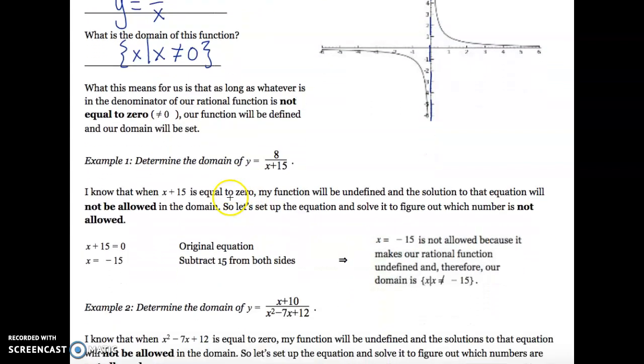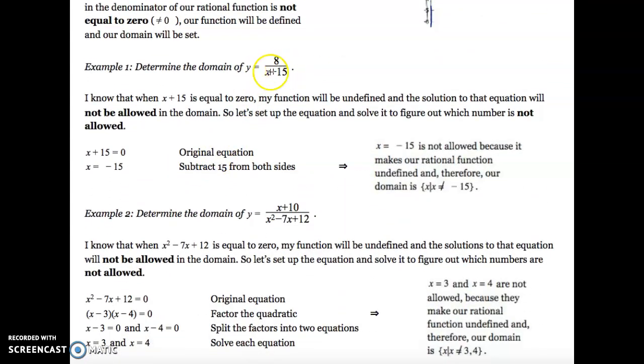So we make whatever's in the denominator, we don't let it equal 0. Okay. So for our first example of that, we take what's in our denominator. We're going to set it equal to 0 and solve for what will not be allowed in the domain. So that's what I do in this first example. I take what's in the denominator in the bottom, I set it equal to 0, and then I'm going to not allow this to be in the domain. So x plus 15 equals 0, subtract 15 from both sides. So then now, because this would make the denominator 0, I don't allow it to be in the domain. So there's my domain. All values of x such that x is not allowed to be negative 15.